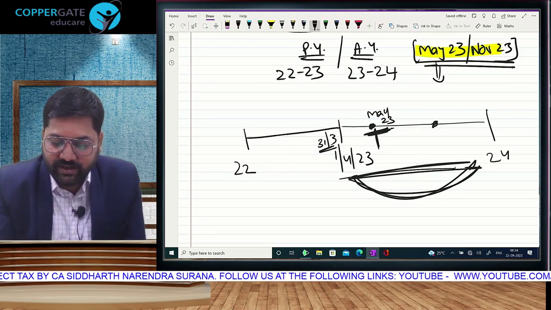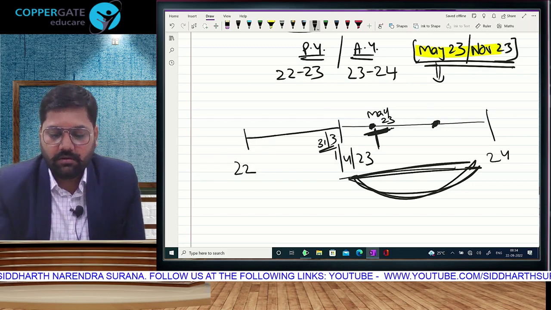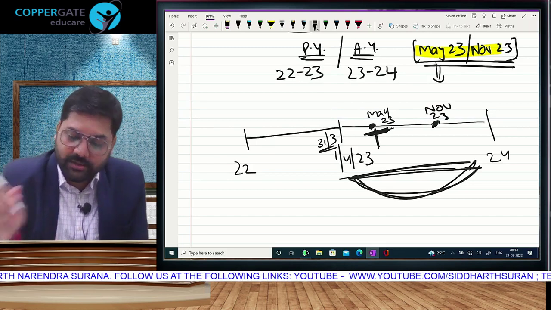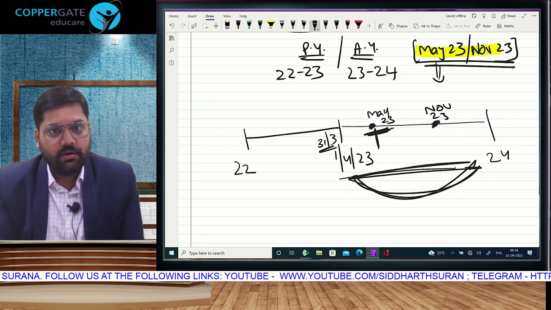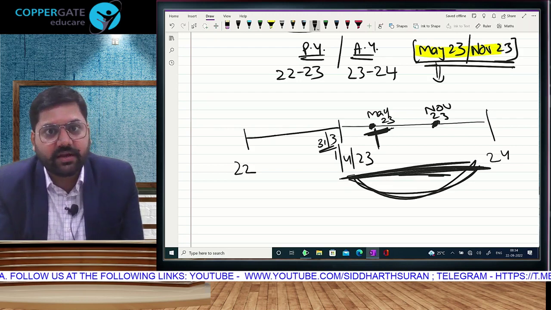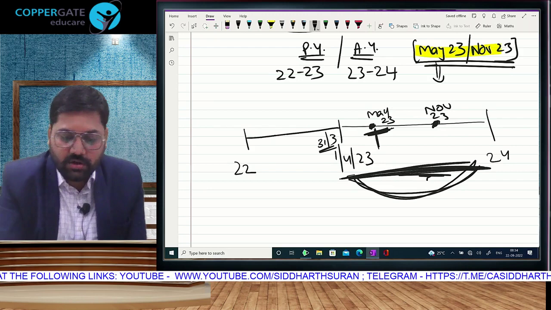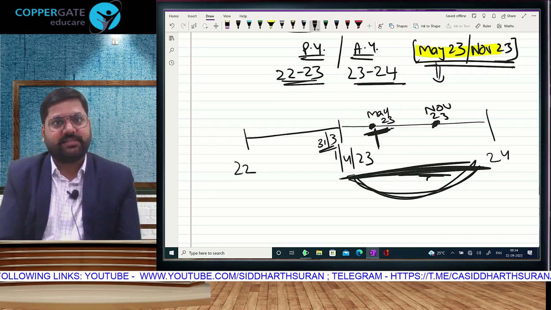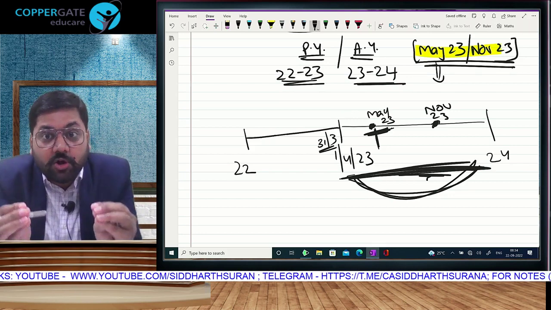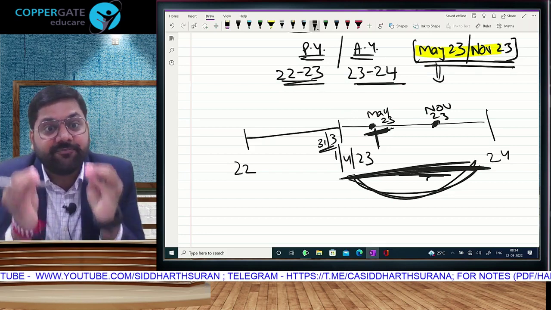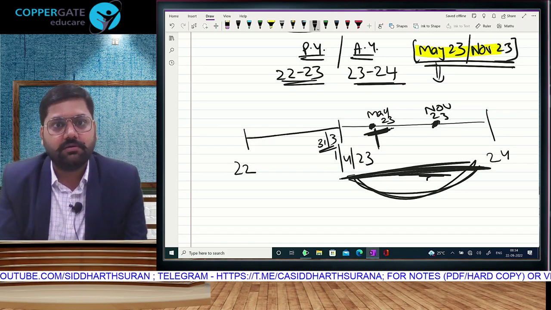Supposing there are students who will give November, and most students are going to give November. Which year is still going on? Same year, 23-24. You still can't calculate 23-24. So in November 23 also, this will be the previous year, this will be the assessment year. Full portion same. Write it somewhere in your brain or your book. May 23, November 23, full portion same, because it is the same assessment year.